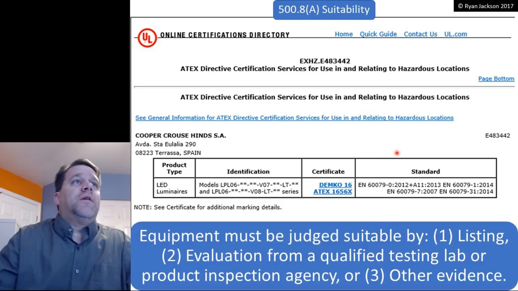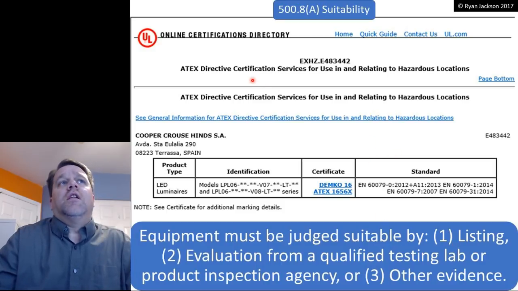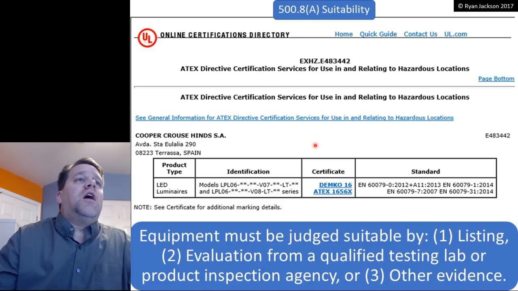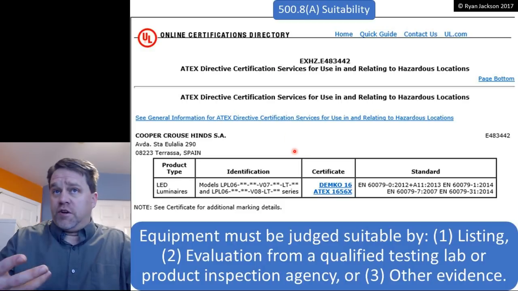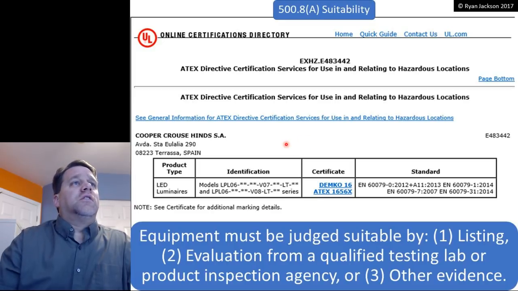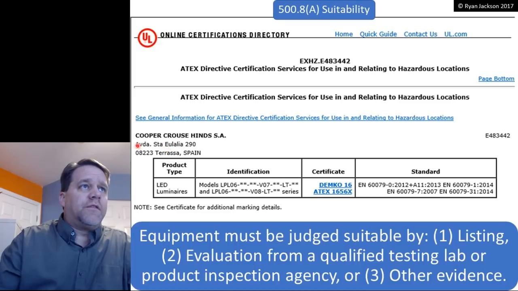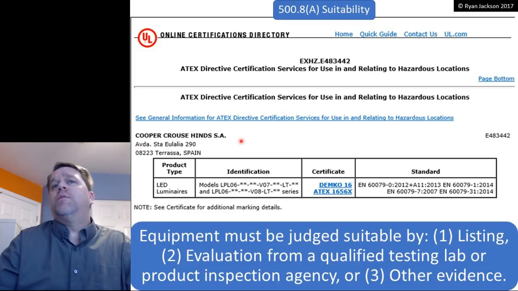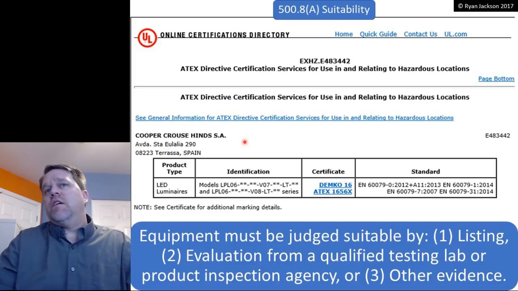So here in the photograph, this is from UL's online certification directory. I'm going to look at my particular luminaire, and I'm going to ask, okay, is this thing listed? I can look it up on their website, and this one from Cooper Crouse-Hinds is a listed piece of equipment.